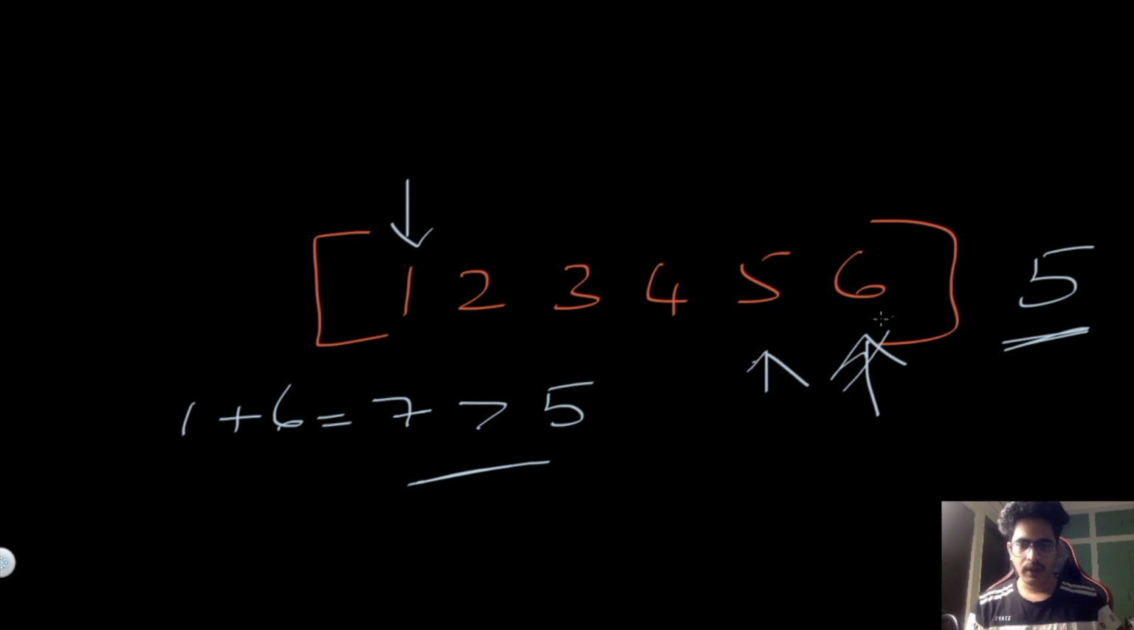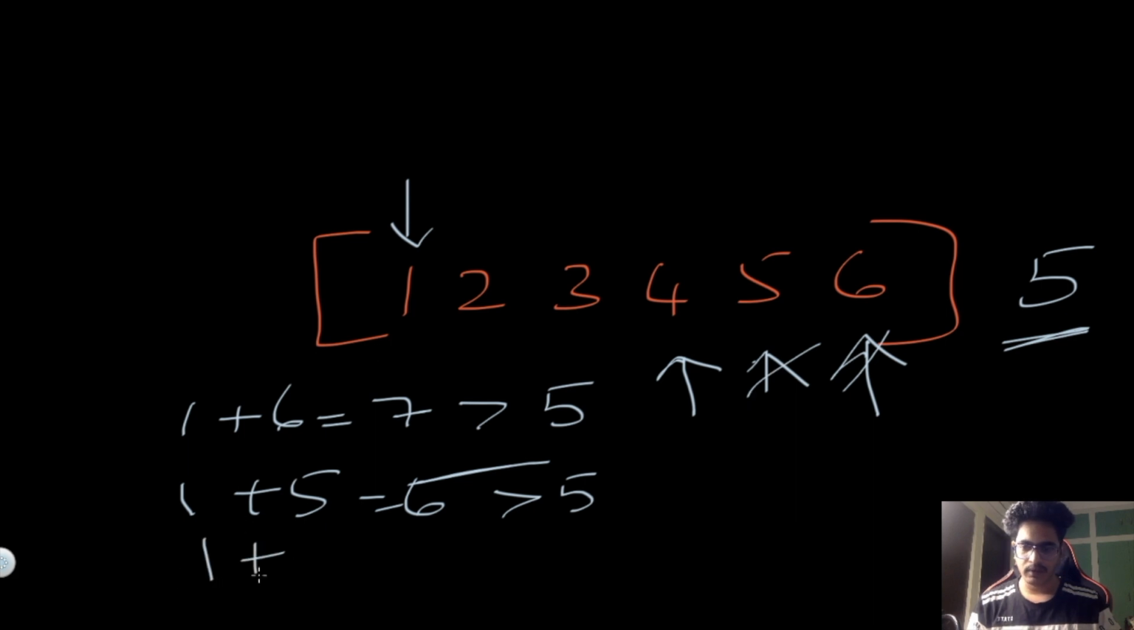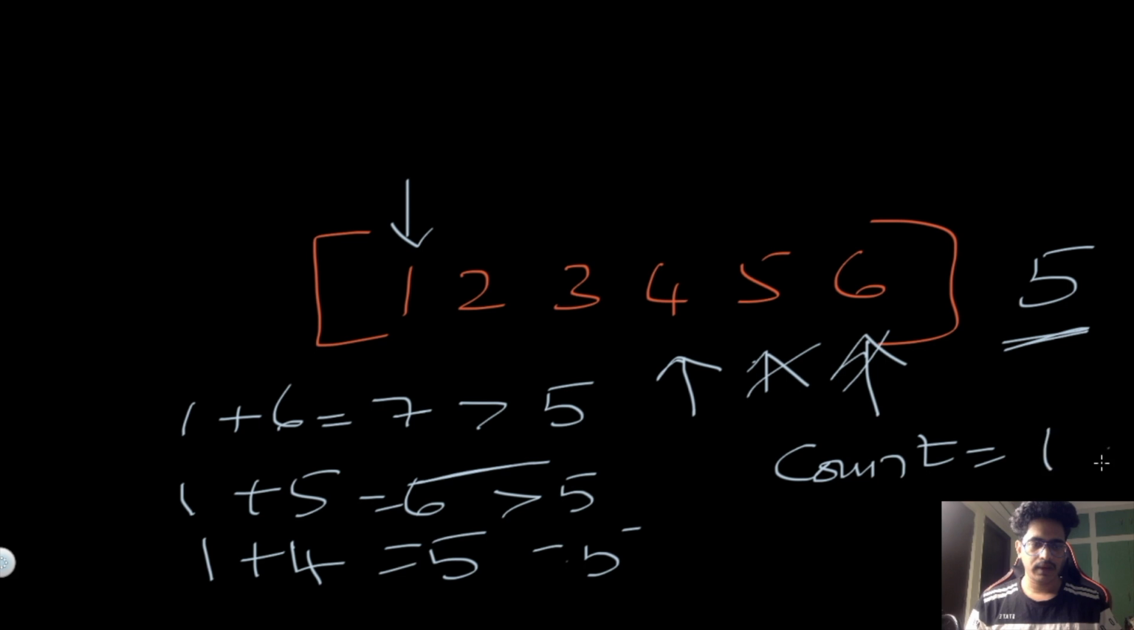Now our sum will be 1 plus 5, that is equal to 6. Again it is still greater than 5, so we'll move this pointer again to 4. Now 1 plus 4 is equal to 5, which is equal to 5. So we'll increment our counter. Count is equal to 1. Next we'll move both pointers since we are done with this number and this number. So this pointer will move to here and this pointer will move to here.